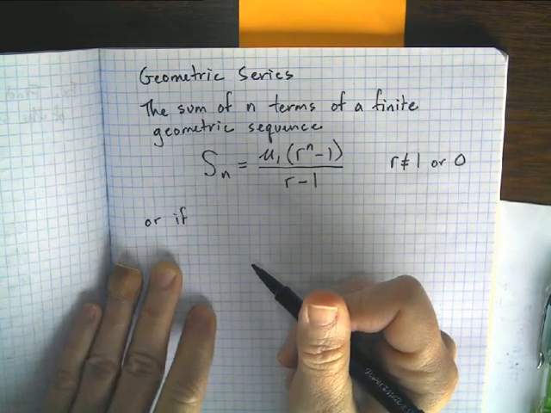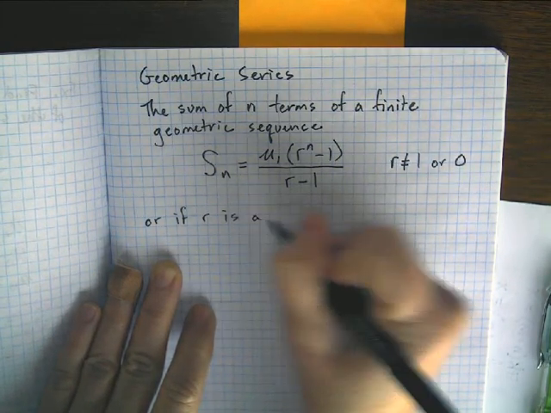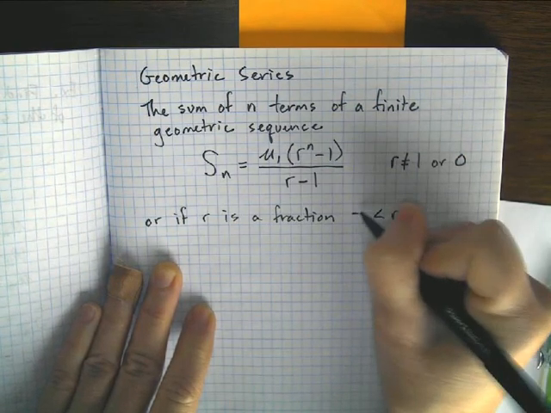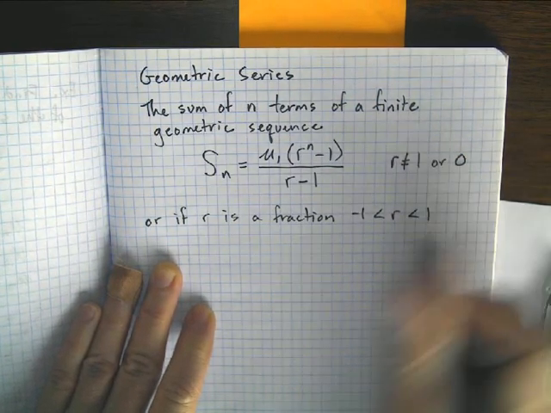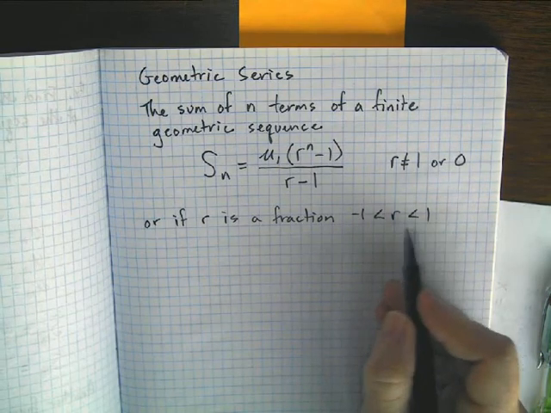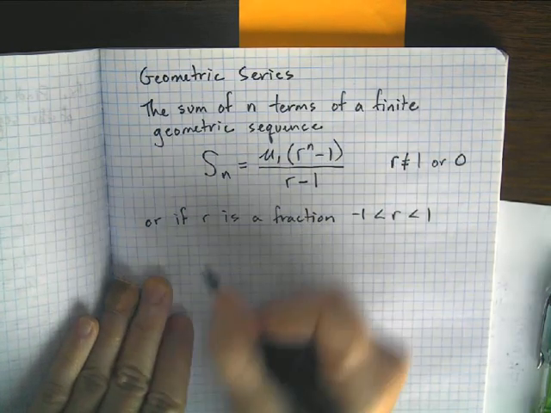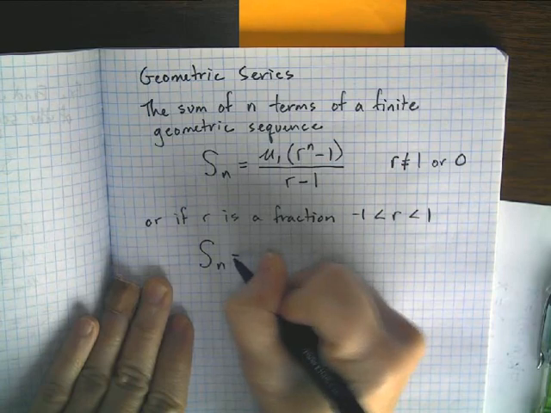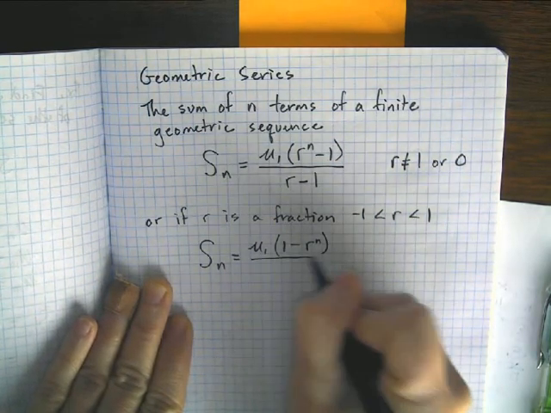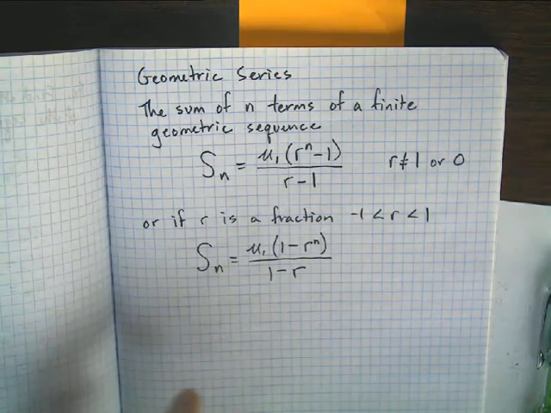Okay, or if r is a fraction, in other words, r is between -1 and 1, and remember, it can't be 1, so I don't put the little equal parts. If it's in between -1 and 1, you can use this one. S sub n is equal to u sub 1 times 1 minus r to the nth over 1 minus r. Okay, that way you avoid negatives. All right, let's do an example.